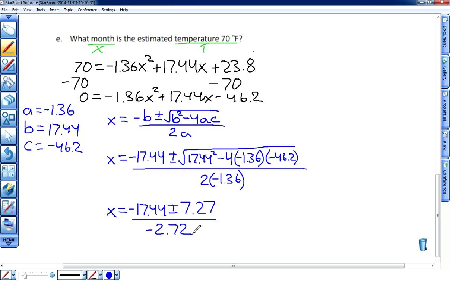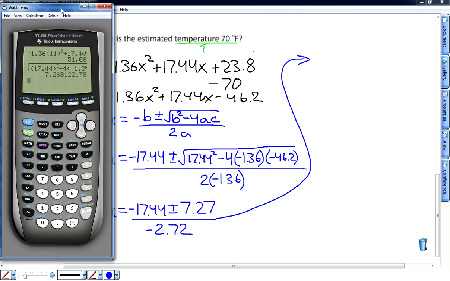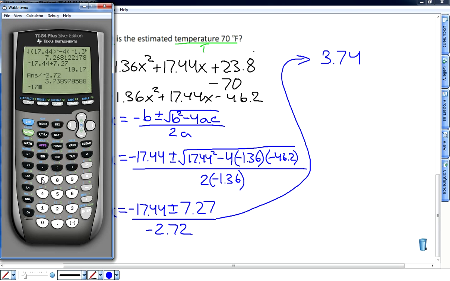So we now need to find decimal approximations of both answers. I'm going to come up here to do that. We first need to start with negative 17.44. I'm going to add, for the first time, 7.27, and then divide that by negative 2.72. For that first one, I'm getting 3.74. And then for the next one, we have to do subtraction. So negative 17.44 minus this time 7.27. Get a solution for that and divide that by negative 2.72. And we get 9.1.